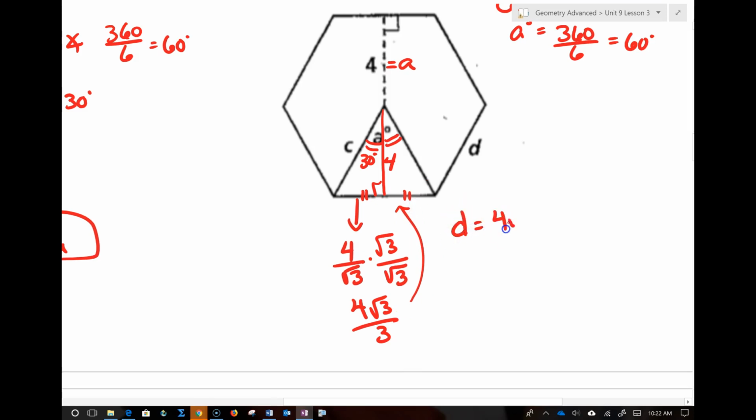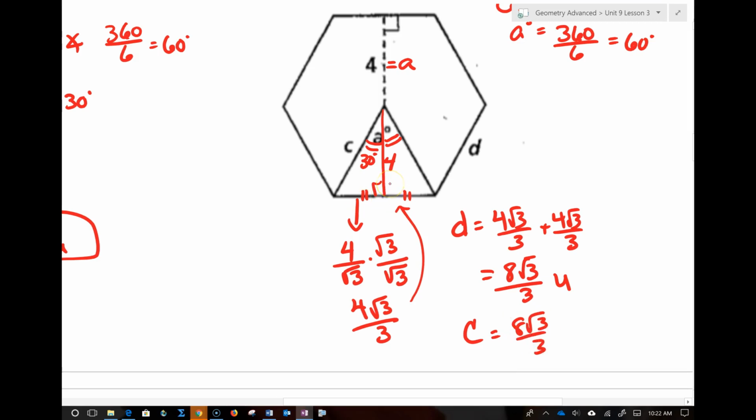That means my side, 4 root 3 over 3 doubled. I just want you guys to see it as this, or you can multiply by 2. Remember, if you add fractions with the same denominator, you just add the numerators. Isn't that just 8 root 3 over 3? Right? Units. Now, guys, what does that make your radius, which is C? Isn't that still also 8 root 3 over 3?